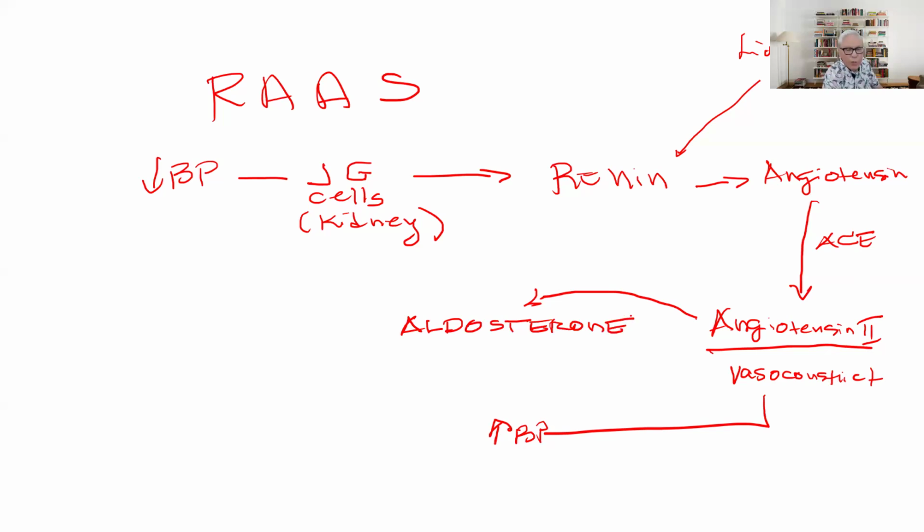And aldosterone has two functions. It reabsorbs sodium. When you reabsorb sodium, what happens to blood pressure? Increase, very good. But it also eliminates potassium.